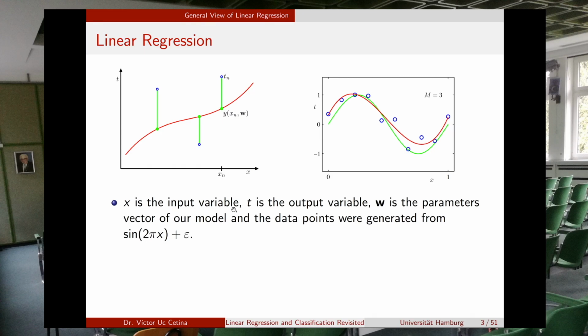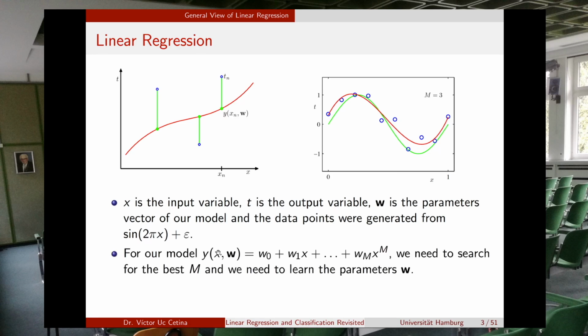X is the input variable in this case, and t is the output variable. Sometimes we call this also y variable. In this case, it's a t variable. And w is the parameter vector of our model. Sometimes instead of w we use the letter theta. Okay, and the data points were generated, as we said, from the function sine 2 times pi x plus some error, just to make it a little bit more complicated, let's say.